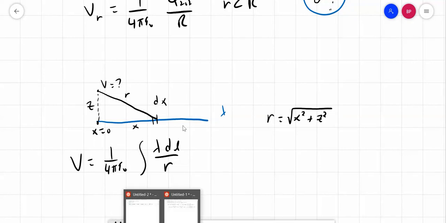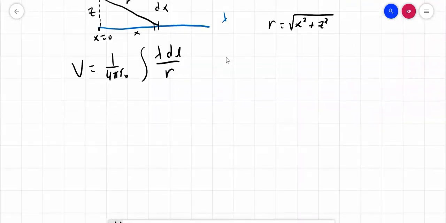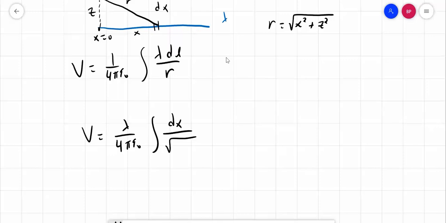All right, so let's plug that in. We can also pull lambda out since it's a constant. We have the integral of dx over the square root of x squared plus z squared. So our question is, what should our limits be? Well, we started at x equals 0 and we said this thing was of length L. So we go from x equals 0 to x equals L. All right, now this is a hard integral, so if this came up on the test, I would give it to you.